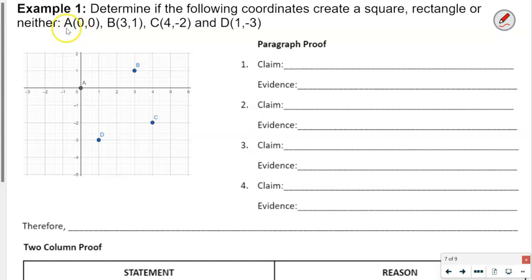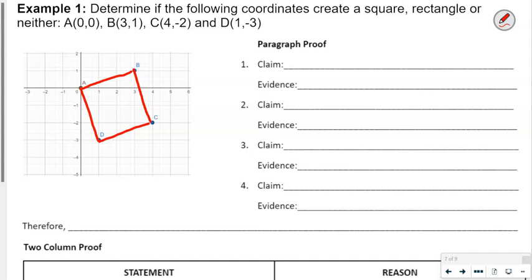So first of all, this first one, example 1, says determine if the following coordinates create a square, rectangle, or neither. Okay, so we're going to actually draw these lines AB, BC, CD, and AD. There's a couple ways we could prove this. We're going to do one way with the paragraph proof, and then a different way with the two-column proof, okay? So what I want to do is talk about sides.